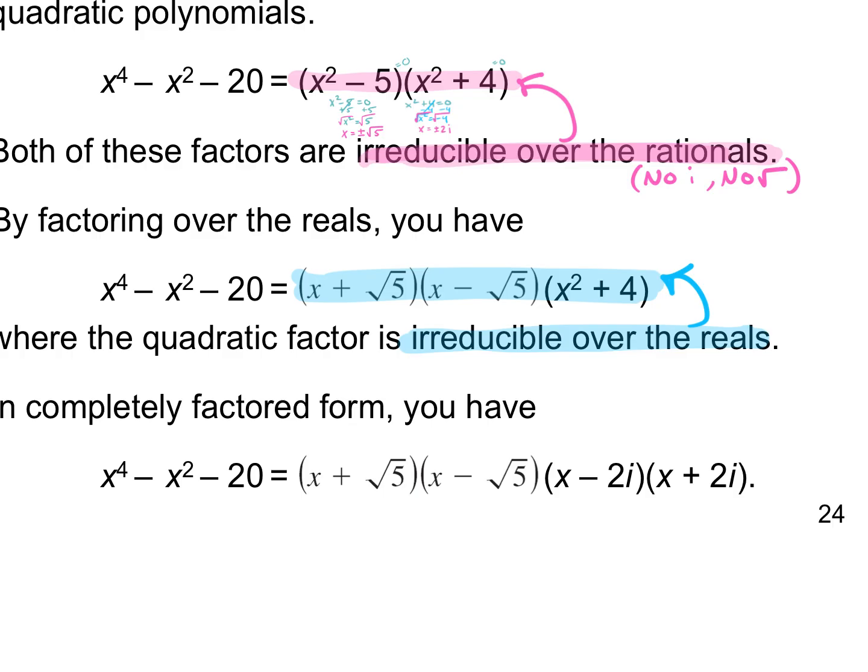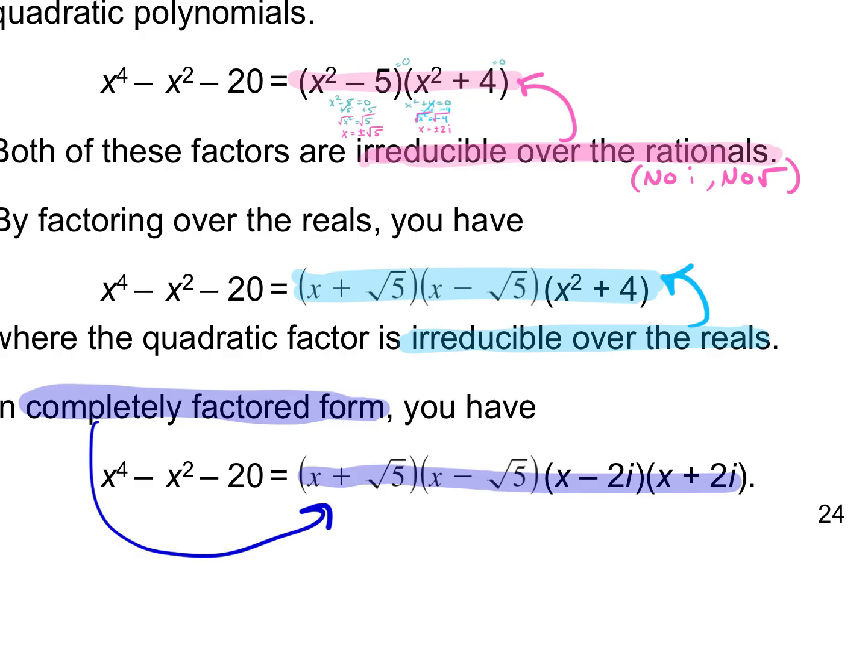And then lastly, we have completely factored form. So this just takes all of our zeros and each one gets its own parentheses. So that would be x plus square root 5, x minus square root 5, x minus 2i, and x plus 2i. So this is completely factored form.